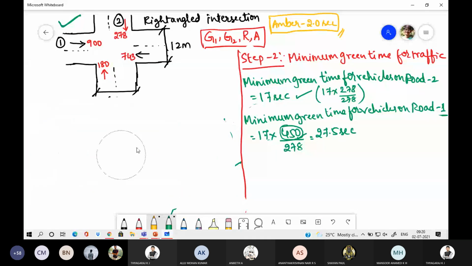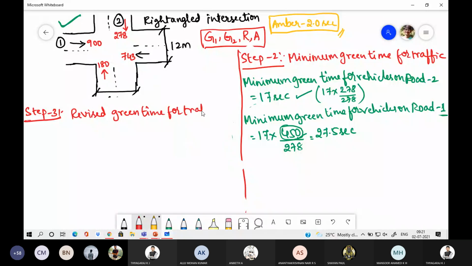So kindly parallelly write whatever I will be writing on the whiteboard. So it will be helpful. Next is step 3. Step 3. Revised green time. So we are going to revise the green time. It is not sufficient. Whatever the things we are getting, it is not sufficient. So revised green time for traffic signal. So I will tell what are all the guidelines you have to follow for revised time.